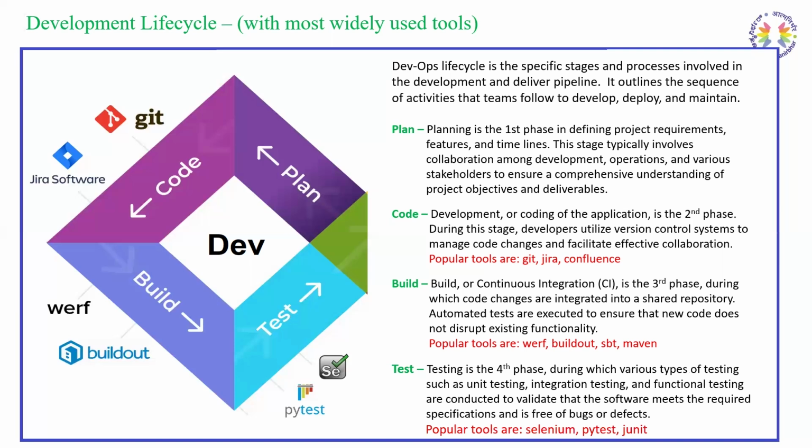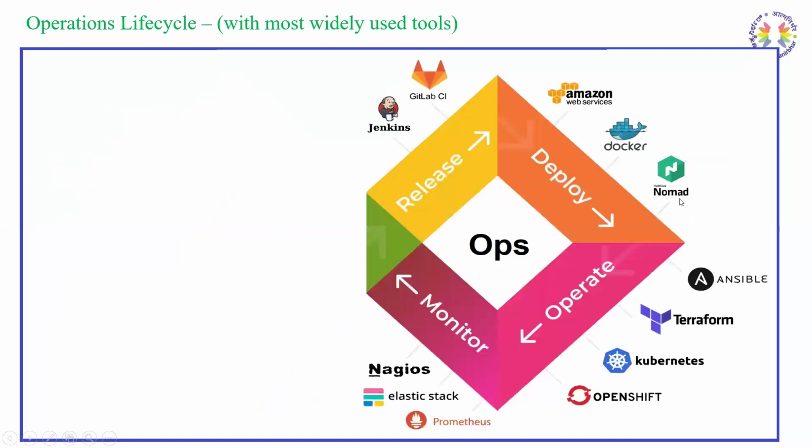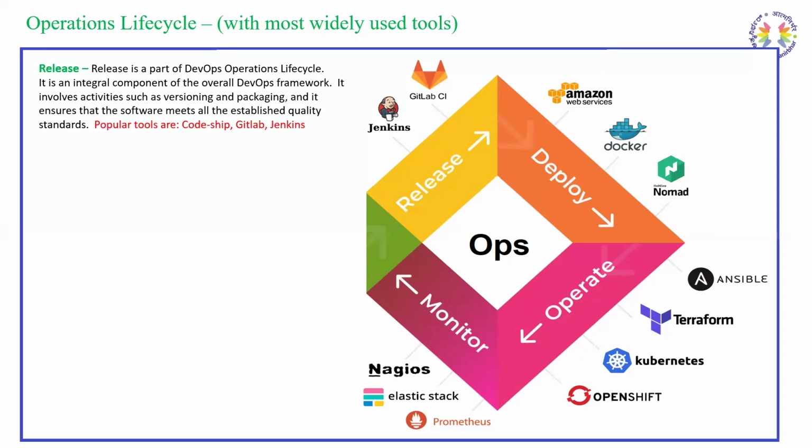Now, let us turn our attention to the other half, that is the operations life cycle. The operations life cycle in DevOps is a continuous process that emphasizes collaboration, automation, and monitoring to ensure the successful delivery and maintenance of software applications. By leveraging various tools at each stage, organizations can enhance their operational efficiency, improve application performance, and respond quickly to user needs. The fifth stage is release, which falls on the operations side.